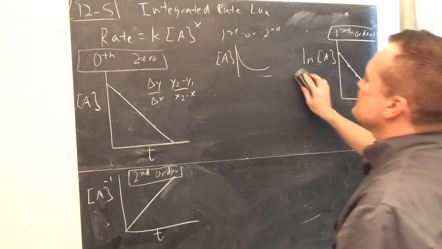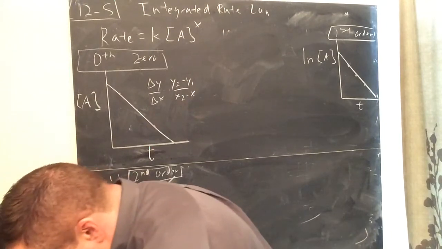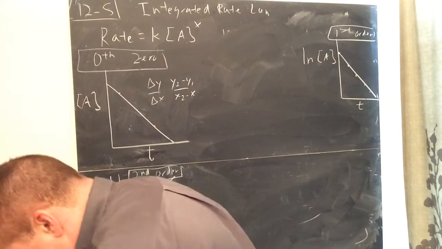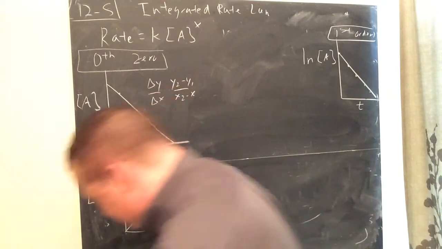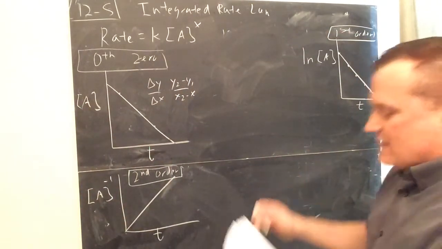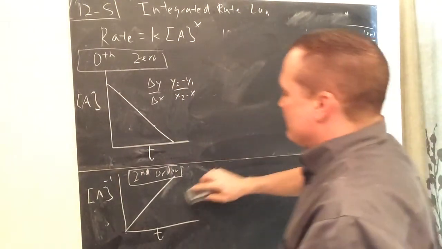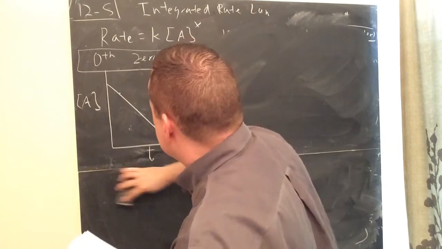But here we go. So here's the big summary, and I'll show you what you should have drawn on these graphs. I guess I kind of abandoned this a little bit. I'm going to go back to... All right, there is 0 order.